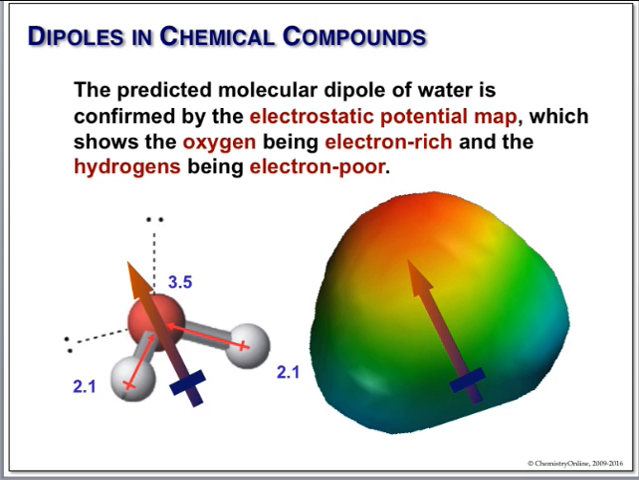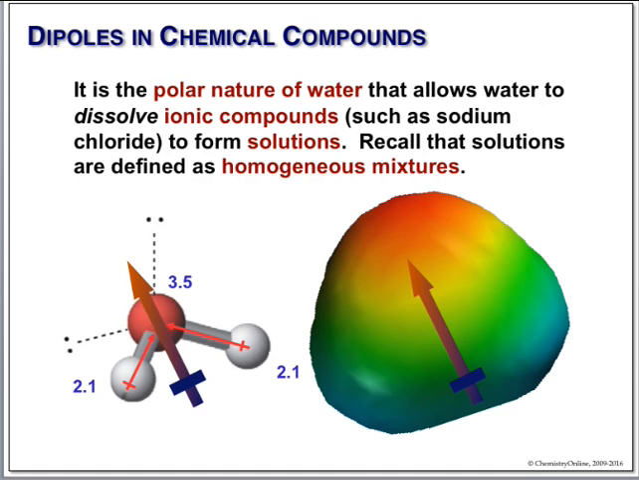Now, the fact that water has a molecular dipole, and that it's bent, allows it to do fairly remarkable things. One of the things that it can do is dissolve ionic compounds. We call these solutions, right? We remember from back in chapter 2 that these are homogeneous mixtures, where we distribute the ions from the ionic compound evenly throughout the water.